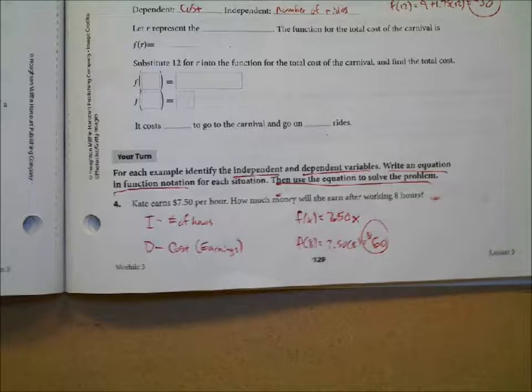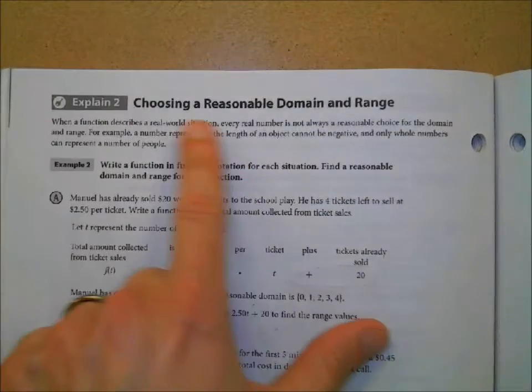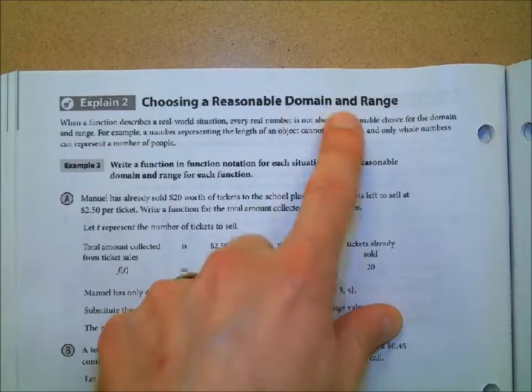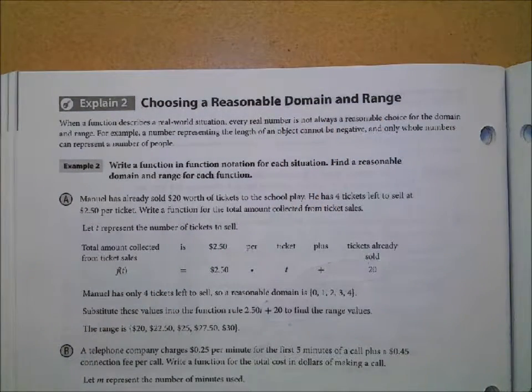All right. I want to skip to the next page, page 130. We're going to look at the your turns there on 5 and 6, and we're going to discuss these as well. Okay? These are the last 2 practice problems we'll do, and I'll get you started on the homework. The top of this page says choosing a reasonable domain and range. Now that we're talking about real life, right? Certain things will make sense, certain things will not make sense to have in our domain.